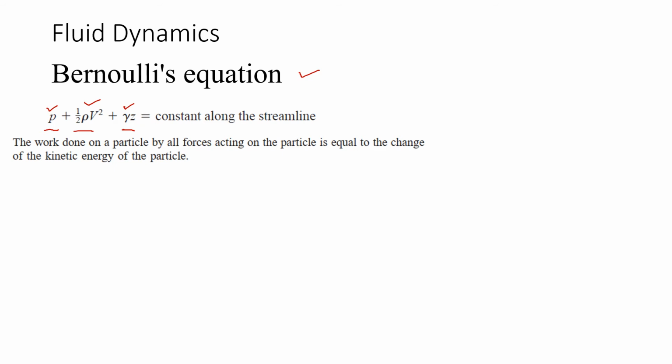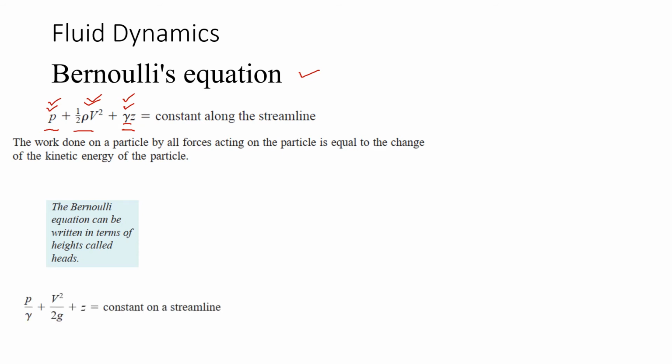Any work done on a particle by all forces will result in change in kinetic energy of that particle. So work can be done by changing the pressure energy or the potential energy, and that will result in change in kinetic energy of a fluid or a particle of fluid. The Bernoulli equation can be written in terms of heights called heads. If we divide pressure, kinetic energy, and potential energy each by specific weight, we will get the Bernoulli equation in terms of heads. So this is now called the pressure head, this is the velocity head, and this is the elevation head, equal to constant along the streamline.